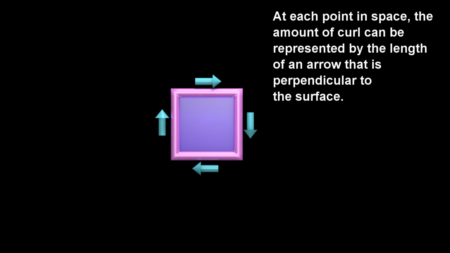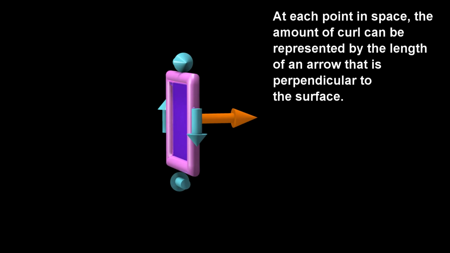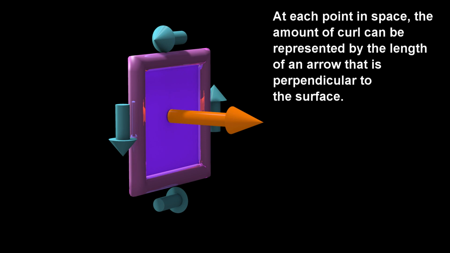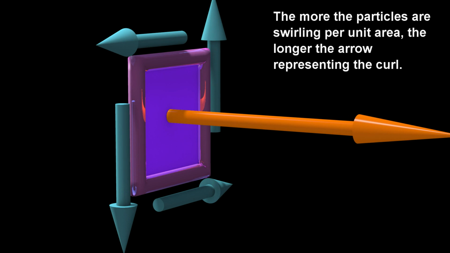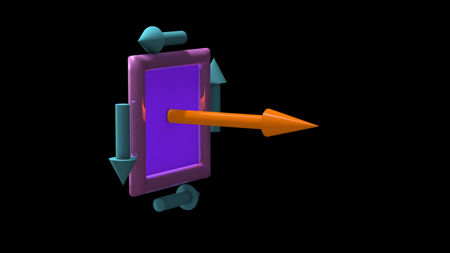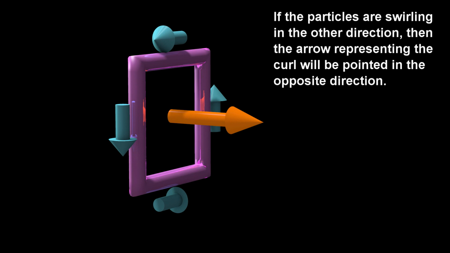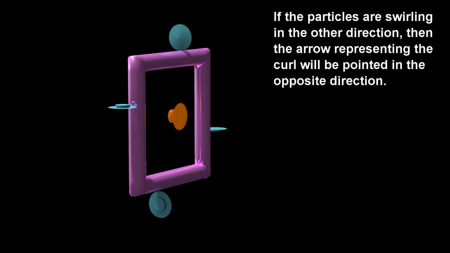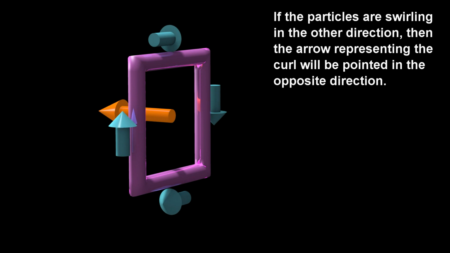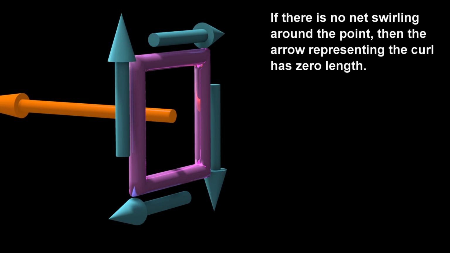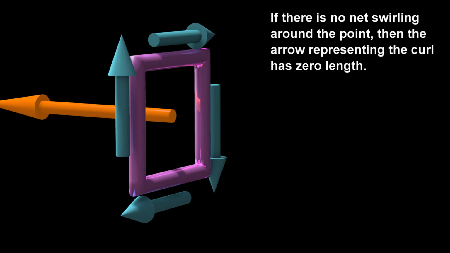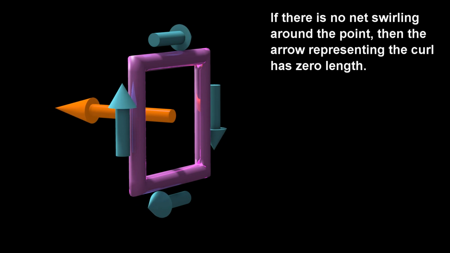At each point in space, the amount of curl can be represented by the length of an arrow that is perpendicular to the surface. The more the particles are swirling per unit area, the longer the arrow representing the curl. If the particles are swirling in the other direction, then the arrow representing the curl will be pointed in the opposite direction. If there is no net swirling around the point, then the arrow representing the curl has zero length.